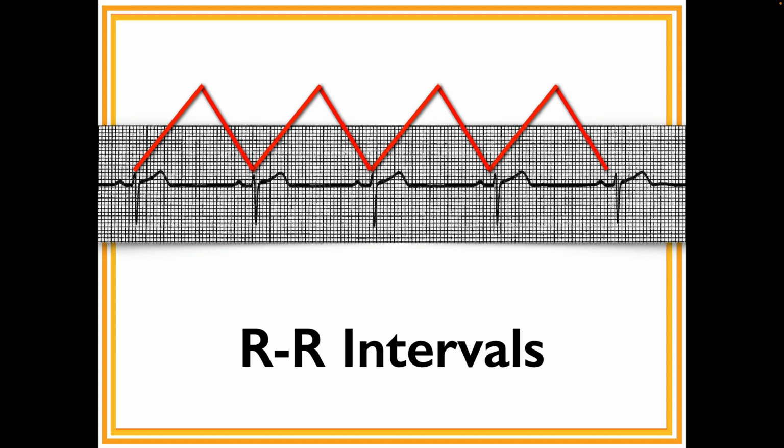Just pick some point on the QRS, and if you want to do the S to S intervals, that's fine. But we typically will say R to R intervals. The only way for a rhythm to be regular is if you march your way across the whole strip and it's equal all the way across.